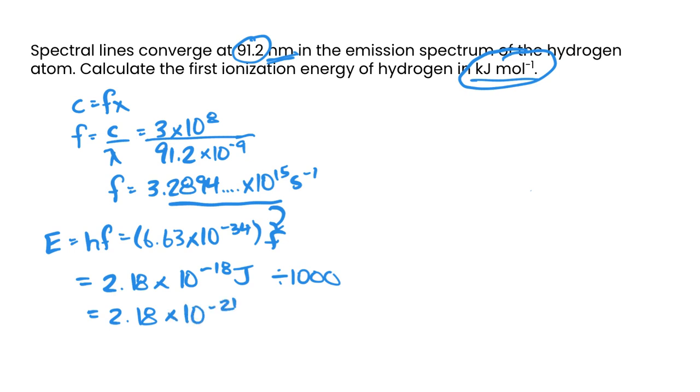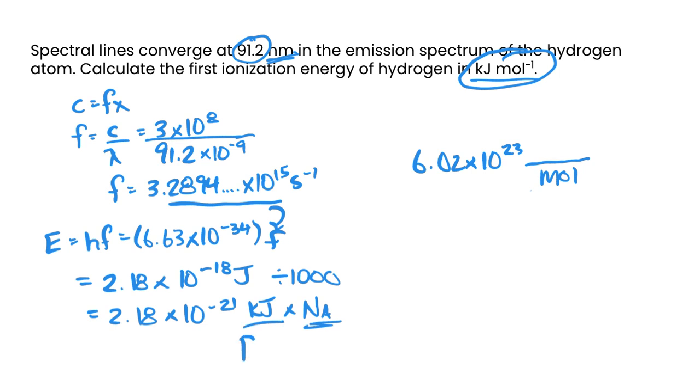And then to get it per mole, we need to multiply by Avogadro's constant. Because if you remember, Avogadro's constant is 6.02 times 10 to the 23 whatever per mole. So this is really a kilojoule per photon. But we don't write the photon in because that's kind of just weird. So we could say that we have 6.02 times 10 to the 23 photons per mole.